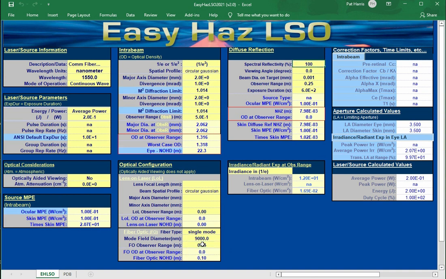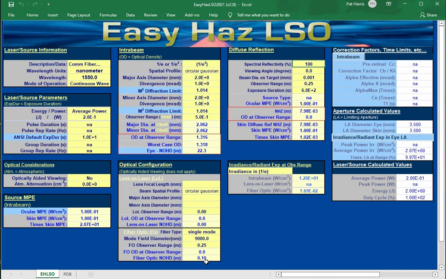Okay, that's pretty standard for putting a fiber up close to your eye. You wouldn't be any closer than that. And so the OD at observer range is 0. That's because we have an NOHD of just 10 centimeters.